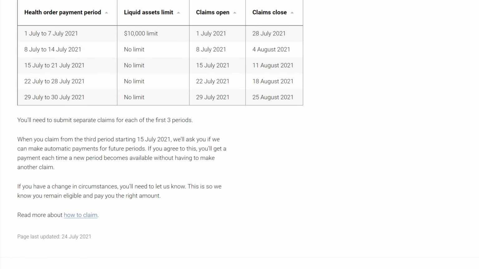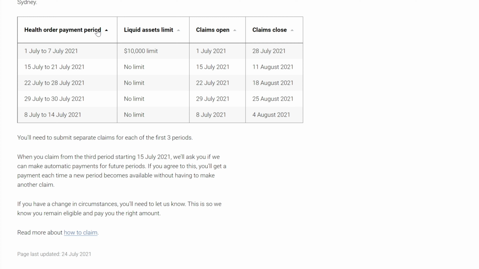Now for these parts of Sydney, the key dates include these payment periods. The payment periods start from 1st July to 7 July. This is the first week of lockdown that you can apply for. And for this week, as I mentioned earlier, you need to have liquid assets less than $10,000, and the claims open from 1st July 2021 and close on 28 July. So you only have 3 days left now if you want to apply for the first week of lockdown. And the second period is from 15 July to 21 July, and now you do not have any criteria to meet the liquid asset test, so there is no liquid asset test from now on.